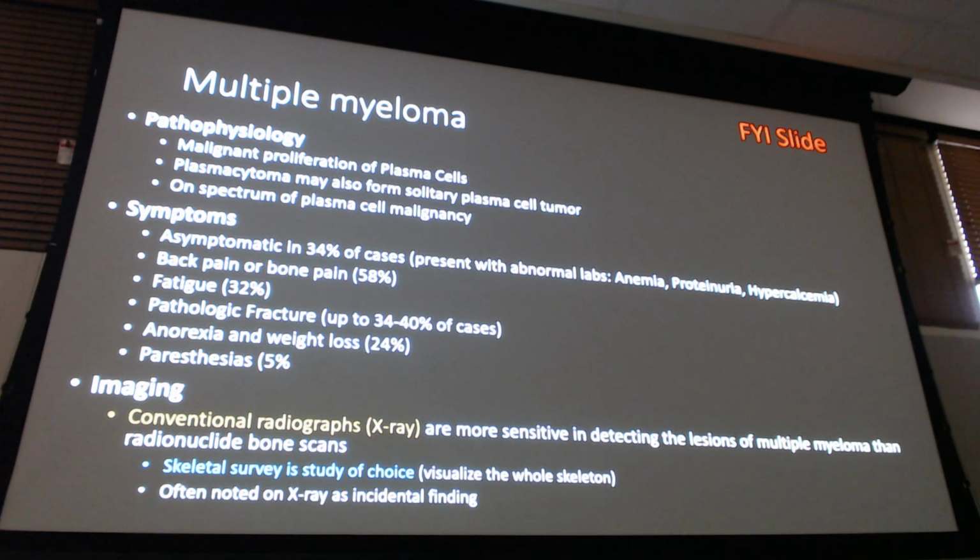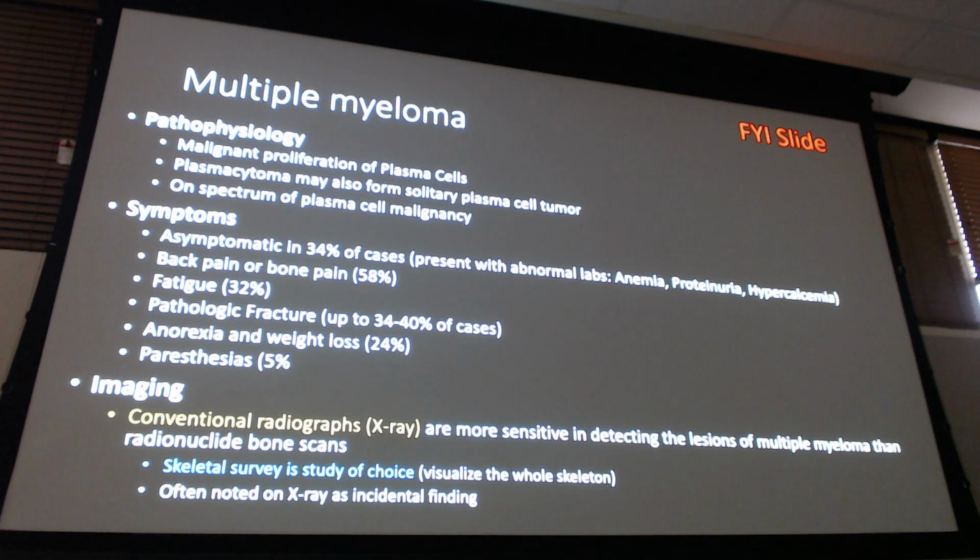Right, that's it. Multiple myeloma, again, just touching on it, you will hit this more in HEMONC senior semester, okay? Malignant proliferation of plasma cells, right? Conventional radiology, so regular x-rays, will notice the lesions, okay? And skeletal survey is the study of choice.